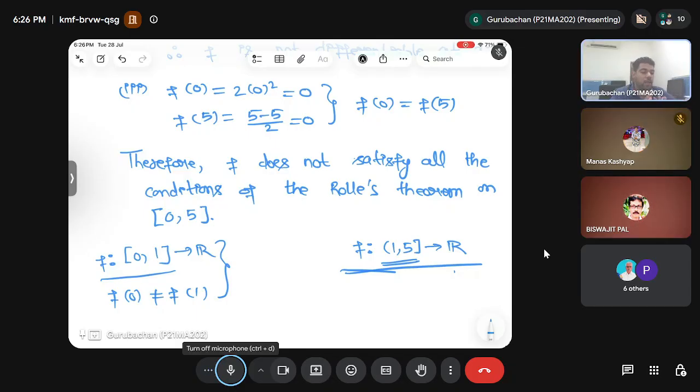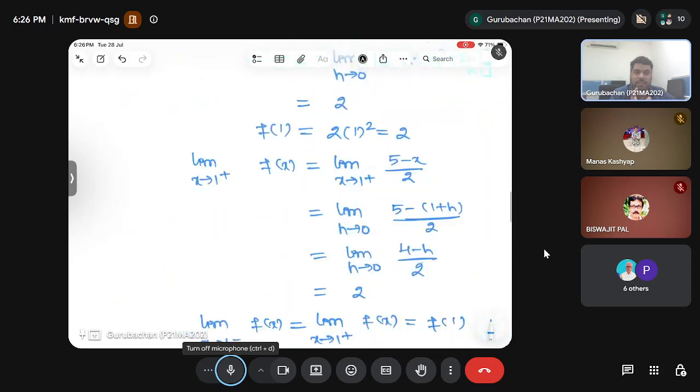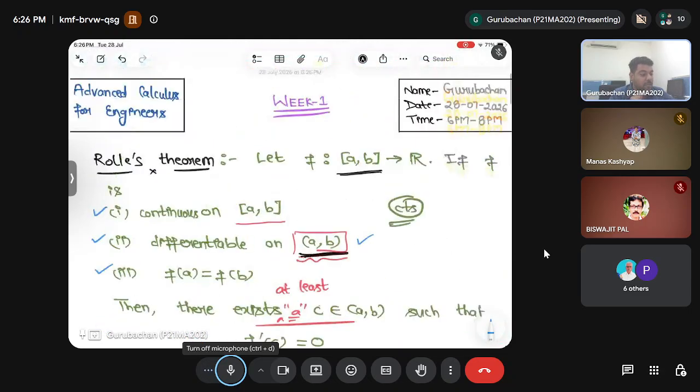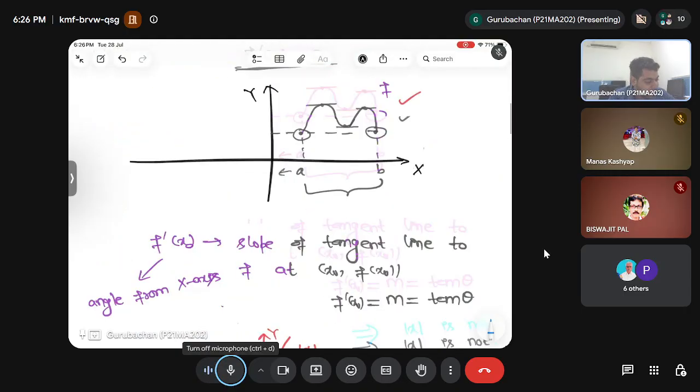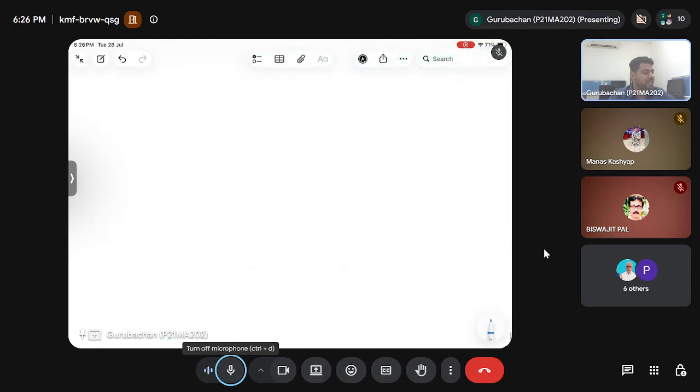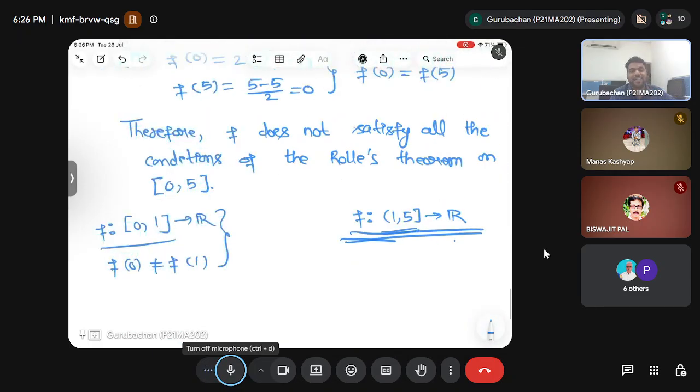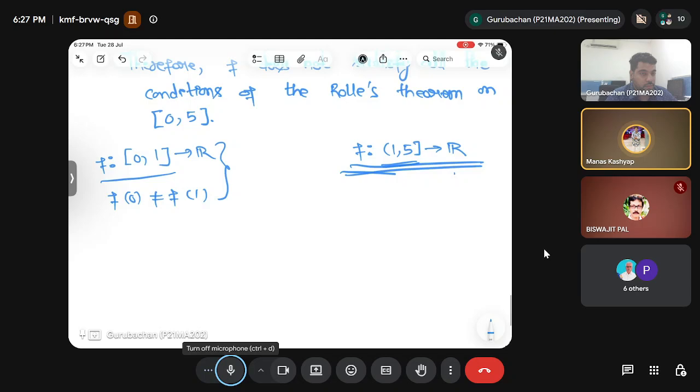No. See, let us be clear with some basics: this theorem is applicable only on a closed interval. That is why I asked whether we can discuss Rolle's theorem. We can discuss it only in the case of a closed interval. Since here it is a semi-closed interval, it is not even a good candidate to discuss the applicability of Rolle's theorem. Yes, it is an essential part of Rolle's theorem.